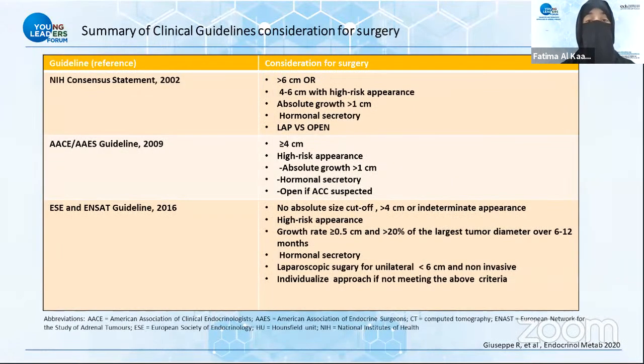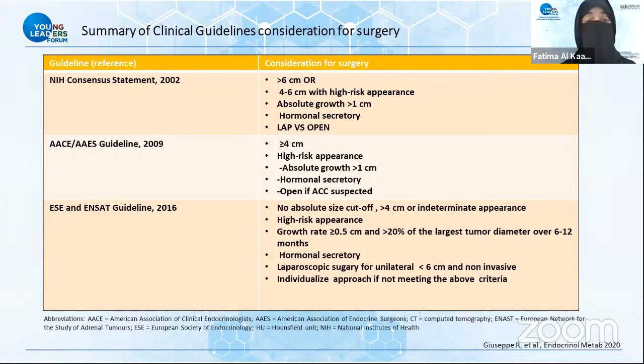Moving to the consideration for surgery, the NIH in 2002, the cutoff required for surgery is more than 6 centimeters, or between 4 and 6 with high risk appearance, absolute growth more than 1 centimeter in a follow-up image, or hormonally secretory, and it could be either laparoscopy or open, depending on the clinical scenario.